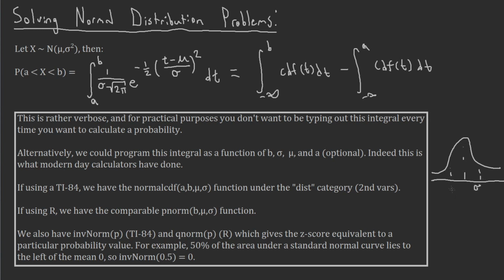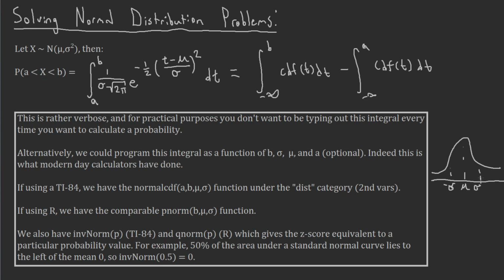If you have sigma here, negative sigma, and the mean here, then we know that 68% of the data lies between these two bounds, within one standard deviation of the mean. And so if 68% of the data lies between these two, then what would be the z-score that corresponds with one standard deviation away?